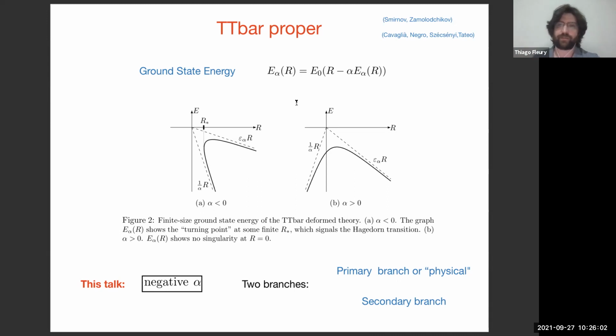So in our work. Can I have a question? Yes. This upper branch, in the large R limit, is interpreted as a vacuum energy.